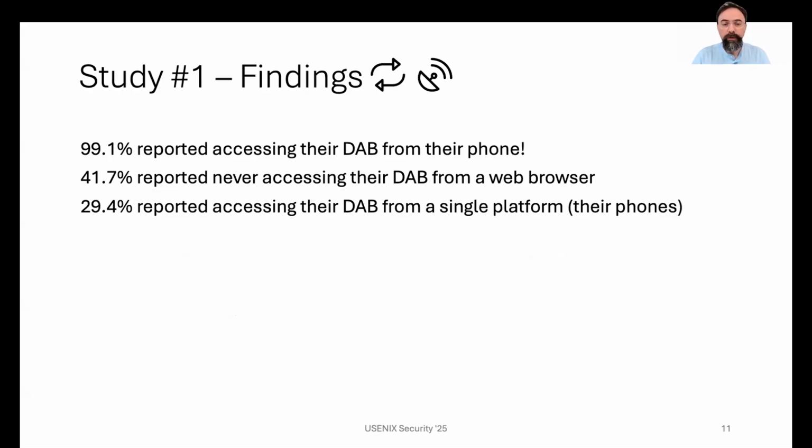So almost all users reported accessing their DABs through their phones, and about 42% never used a web browser, with nearly 30% using only a single platform, meaning their phone. So this suggests that end-to-end encryption should not be a problem, and it would not disrupt most users' workflows. The data can be encrypted at rest on the service provider's servers, and only the user has the decryption key. Most service providers, including Apple and Google, unfortunately do not offer such a feature yet.